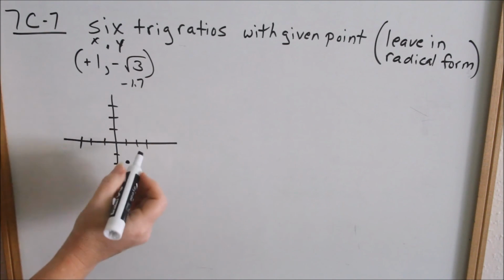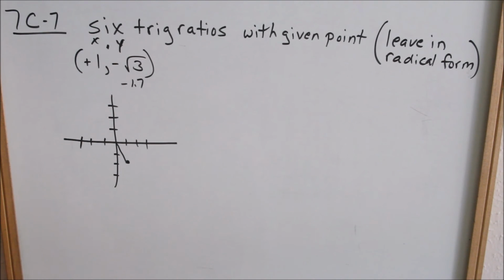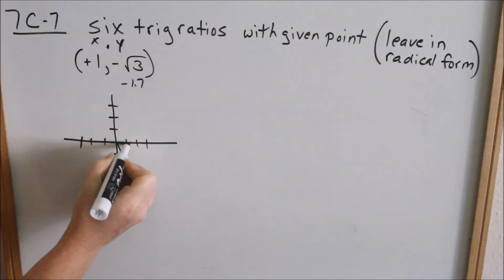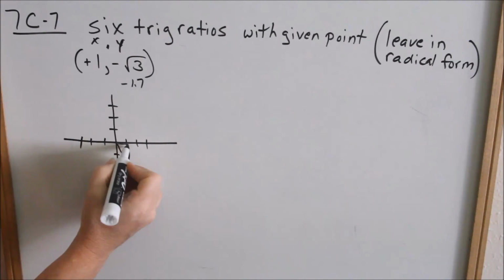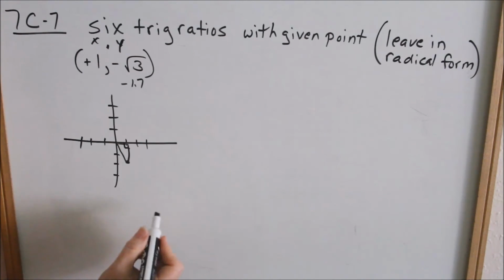So I can draw a line from the origin to that point. Okay, that is my hypotenuse. I can then draw the rest of the triangle because I went from the origin positive 1 in the X direction and then down 1.7. It's a small little triangle. That's my right triangle. Okay, I'm going to blow it up to a bigger scale.